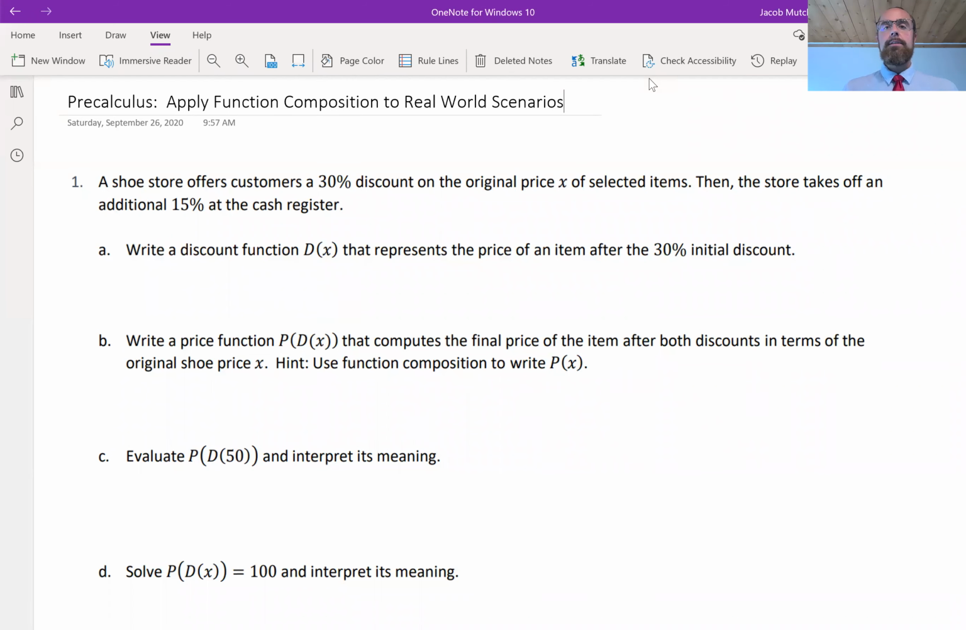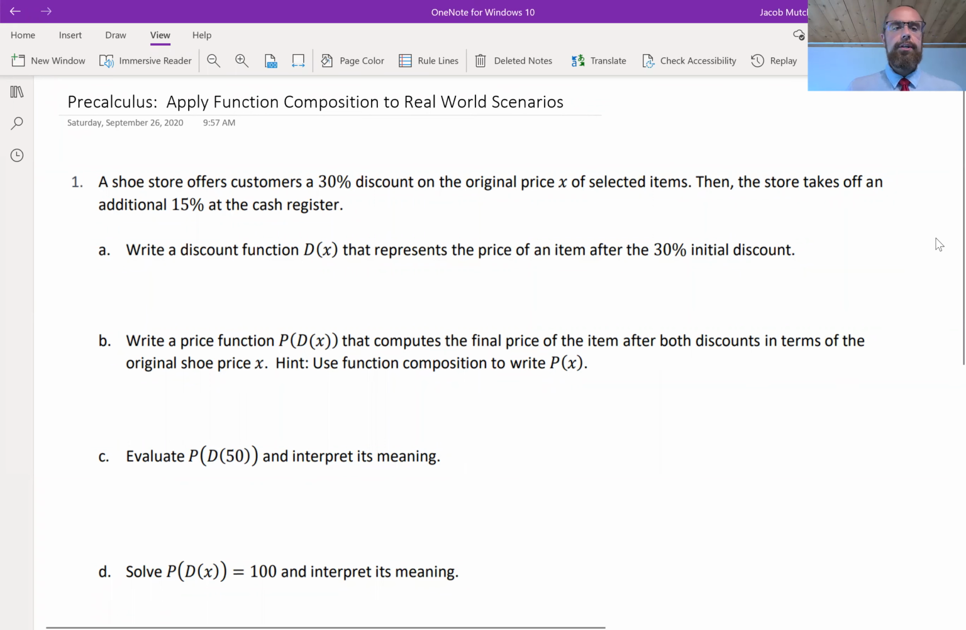Welcome to Pre-Calculus. Today we will investigate application of function composition to real-world scenarios, focusing on connections between algebraic representations and real-world measurements. We'll take a look at one scenario and then we'll apply function composition to answer a series of questions and then apply it to two different particular situations.